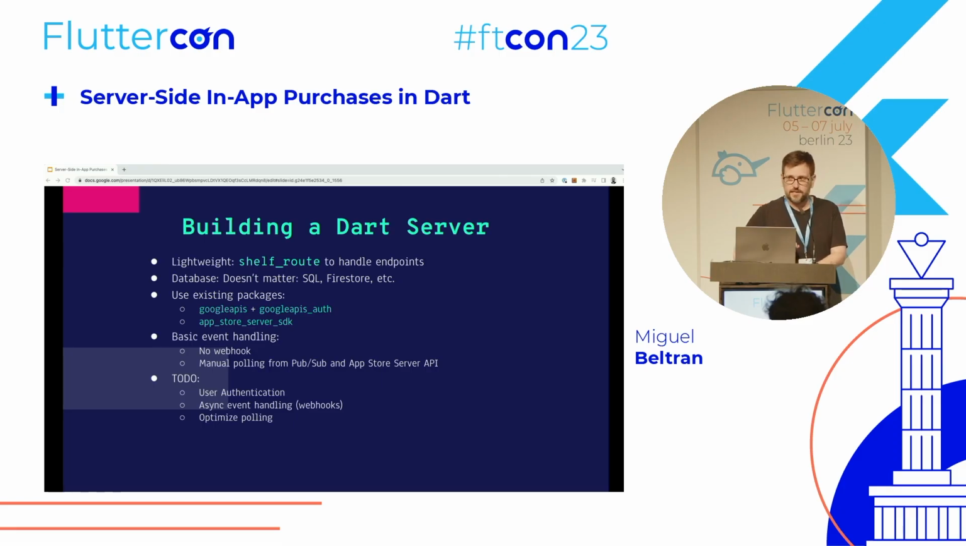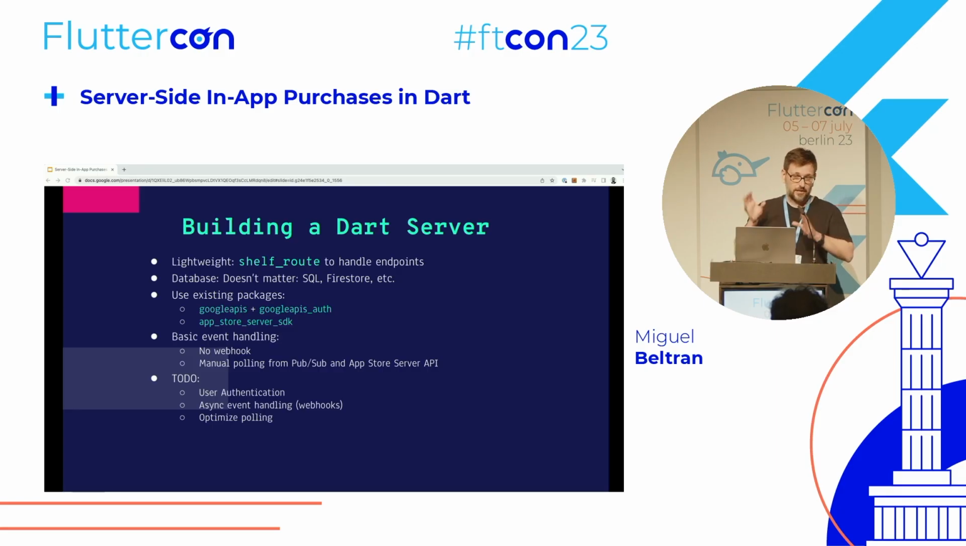Use the following existing packages, and this is the important part of the talk, I think. You need to use the Google APIs package to talk to everything that comes from Google, and the App Store Server SDK package. And this App Store Server SDK is from a third party, from an independent developer that has created it. The Google APIs, of course, come from Google. This is a good thing.